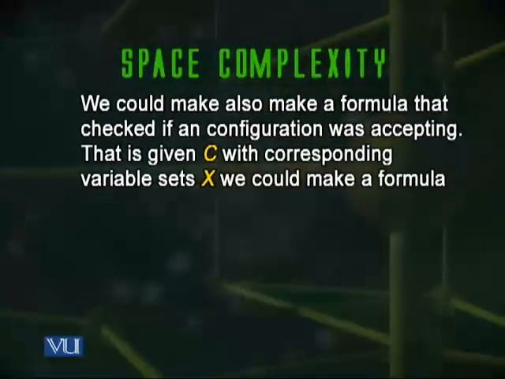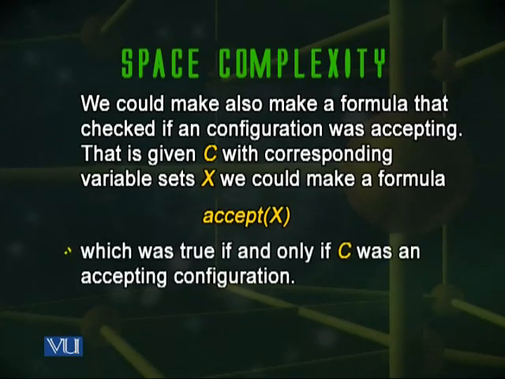Now, we could also make a formula which checked if a configuration was accepting. That is, given a configuration C with corresponding variables x, we could make a formula accept(x), which was true if and only if C was an accepting configuration. So, in other words, Boolean logic allowed us to check if a configuration was accepting as long as the configuration is represented by a set of Boolean variables. This also came from the Cook-Levin theorem.